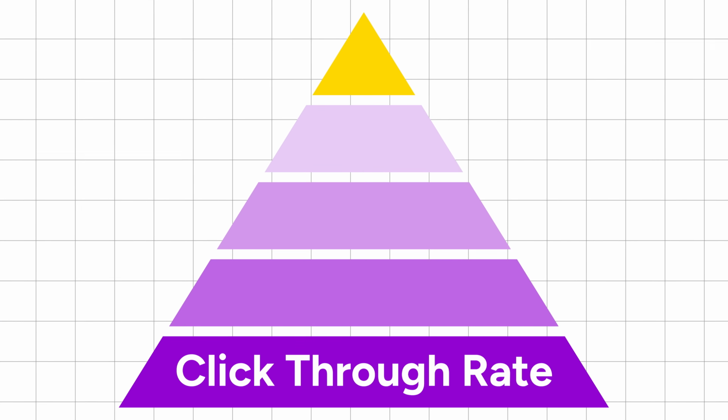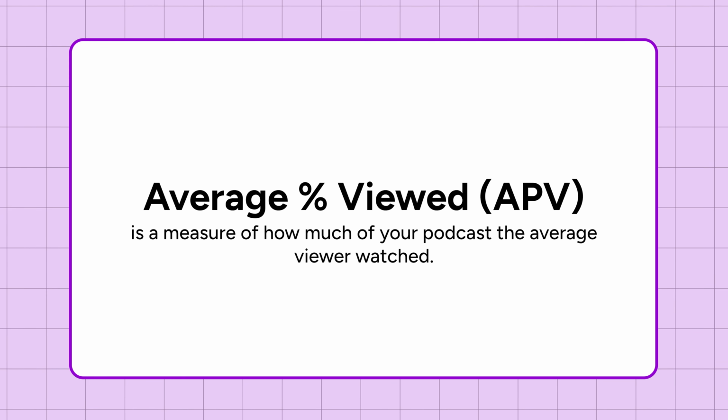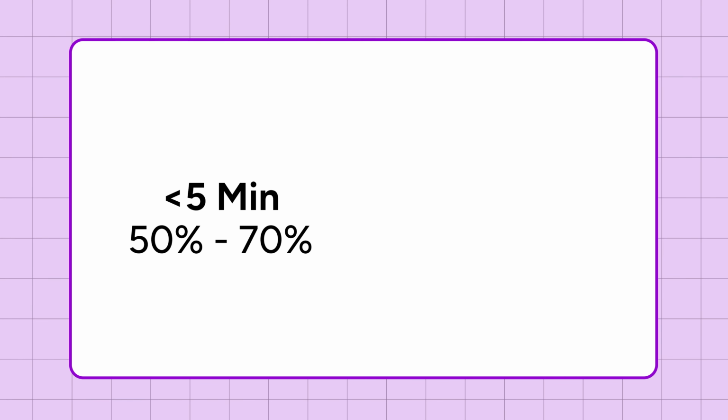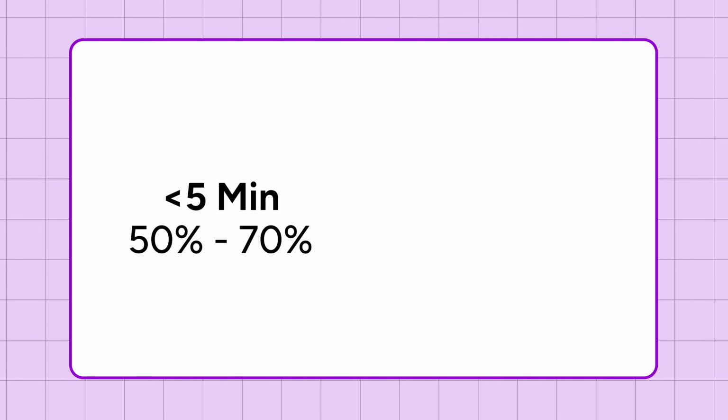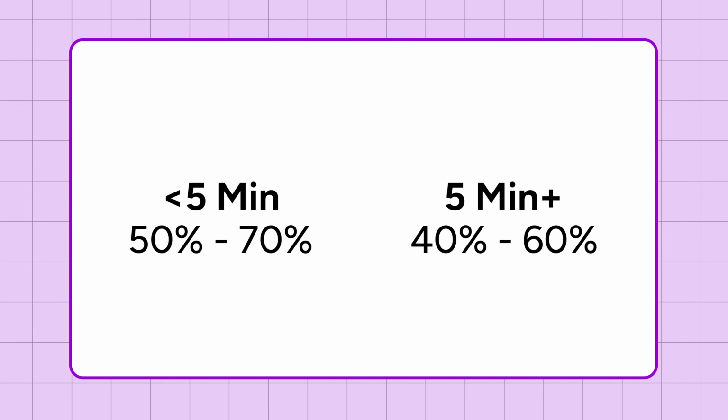The second level of the pyramid is dedicated to average percentage viewed. This metric tells you how much of your video the standard viewer watched. For episodes under 5 minutes, your goal should be to get people to watch around 50 to 70%. While for episodes longer than 5 minutes, you're looking at more like 40 to 60% viewed.